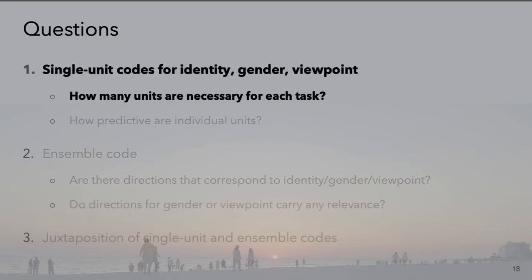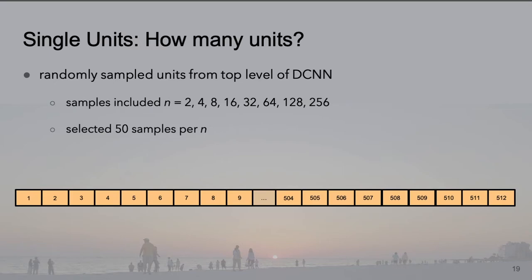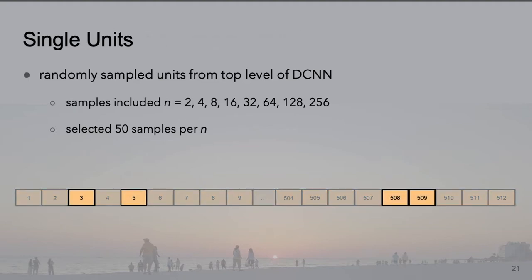So we start by focusing on the number of units necessary for each prediction task. To test this, we randomly selected sets of n units from the top layer of the network. Samples were selected in powers of 2 from 2 units to 256 units, and 50 samples were selected for each sample size. In effect, this meant taking the face image descriptor that would typically be used to identify faces or classify gender or viewpoint, and keeping only 2, or only 4, or only 8 units or any other sample size at random.